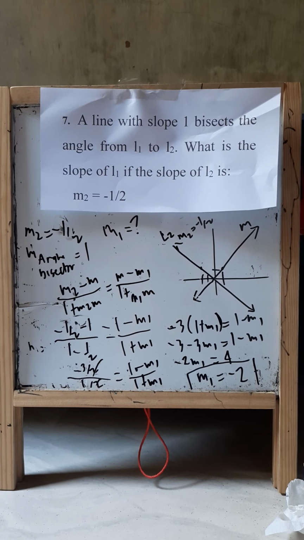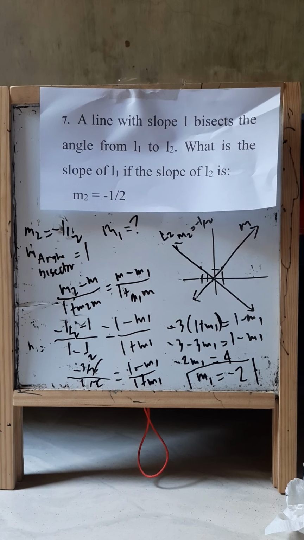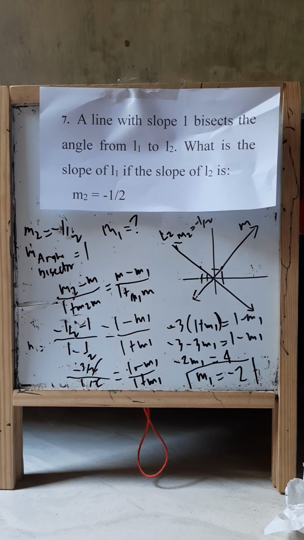So that ends our lesson on angle between two lines. This is part 2. So we will be going to the last week. The last topic will be the area of a triangle.